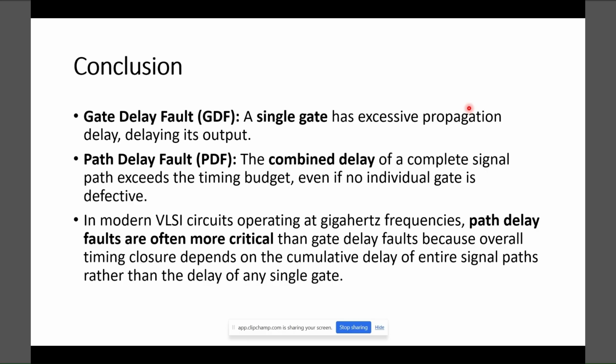Now coming to the conclusion: if a single gate has excessive propagation delay, then it is a gate delay fault. When it is a combined delay, it is a path delay fault. In modern VLSI circuits operating at gigahertz frequencies, path delay faults are often more critical than gate delay faults, because overall timing closure is important, and there will be a separate team in the industry to take care of the timing closure. So it is very, very important.